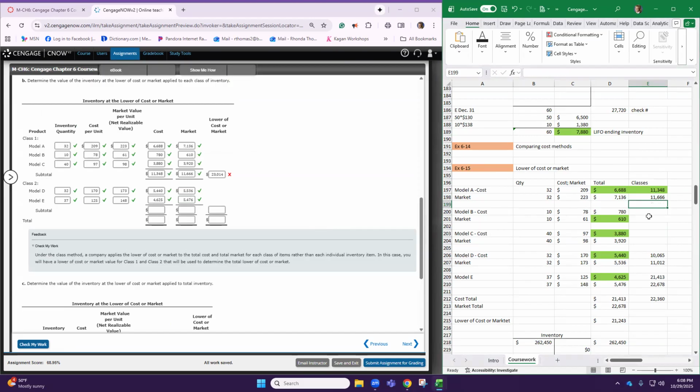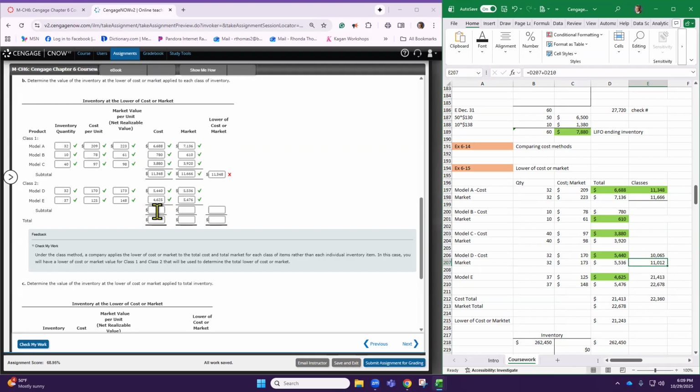I forgot. You put the lower of both, right? The lower ends up being the 11,348. See, I'm confusing myself. $11,348. All right. So now we're going to add down for just these two, and that's what this is.